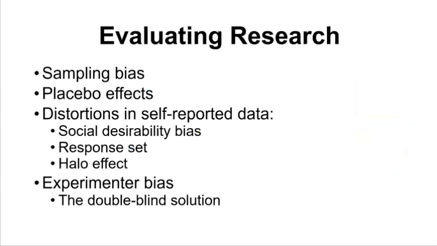There are, of course, some other things to watch out for when evaluating research. First off, sampling bias. So when a sample is not representative of the population, for example, if a poll only asks men, the outcome may be different than if the population is both male and female or gender neutral.